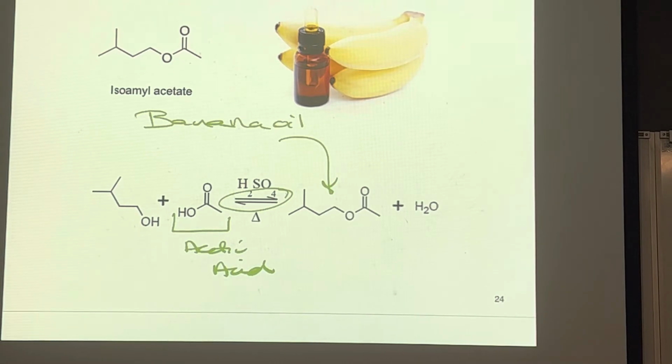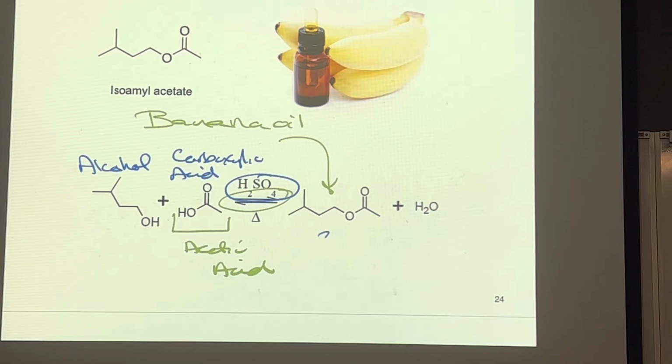Okay. So in this reaction, we took an alcohol and a carboxylic acid, and we used an acid catalyst, and that gave us an ester. And then we went, stuff smells good. Okie dokie, smokies. Okay.